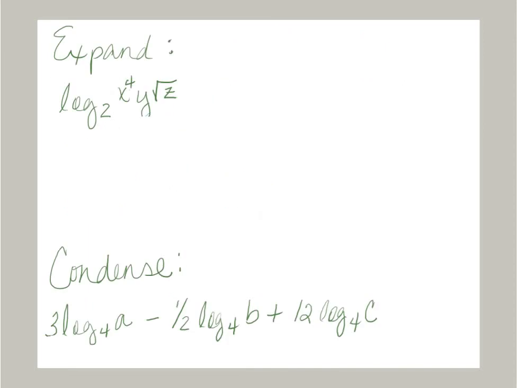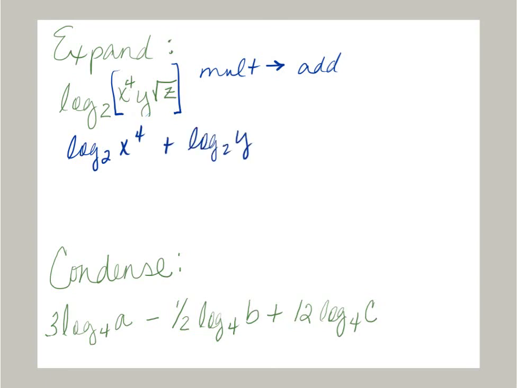All right, so let's move on and practice a little bit with the expanding and the condensing. Notice that all of this in here is inside this logarithm, log base 2 of x to the 4th y square root of z. Because they're all multiplied together inside that logarithm, we can expand them through addition. So remember that multiplication expands into addition. So we're going to say log base 2 of x, keeping the same base on our logarithm, and log base 2 of y, and log base 2 of rad z.